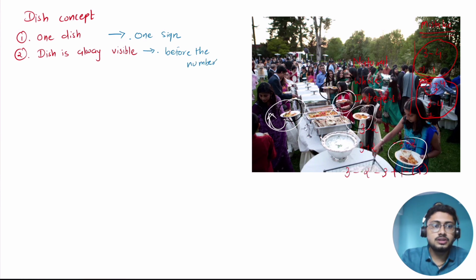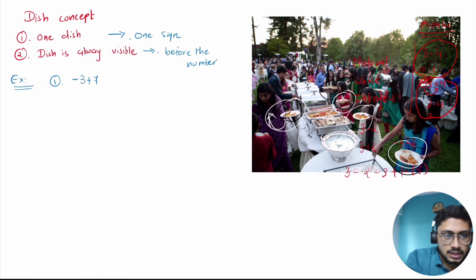Who is before the number? So that is referred to as the sign. So now let's start with the example. I'm giving you an example: 1 minus 3 plus 7 plus 3. You can get one more understanding from here also.